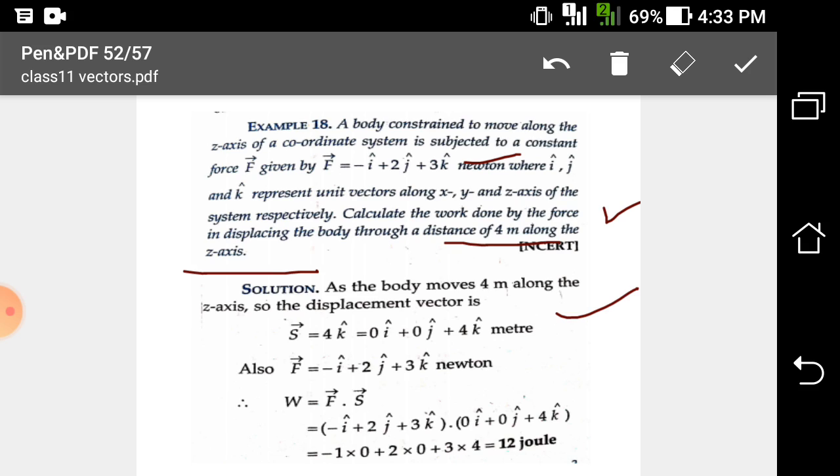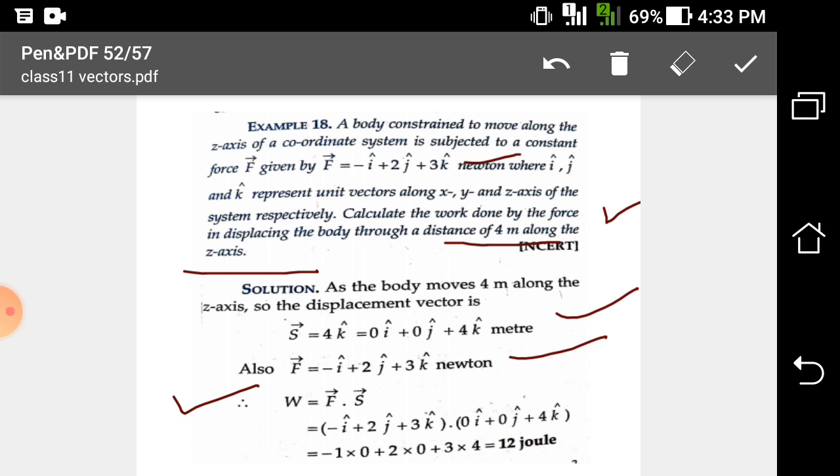So which unit vector is along the z axis? K cap. So the value of the S vector we have is 4 K cap only. There is no value in I, and no value in J. So we can write the displacement vector as 0 I cap plus 0 J cap plus 4 K cap meters. And force is also given to us.